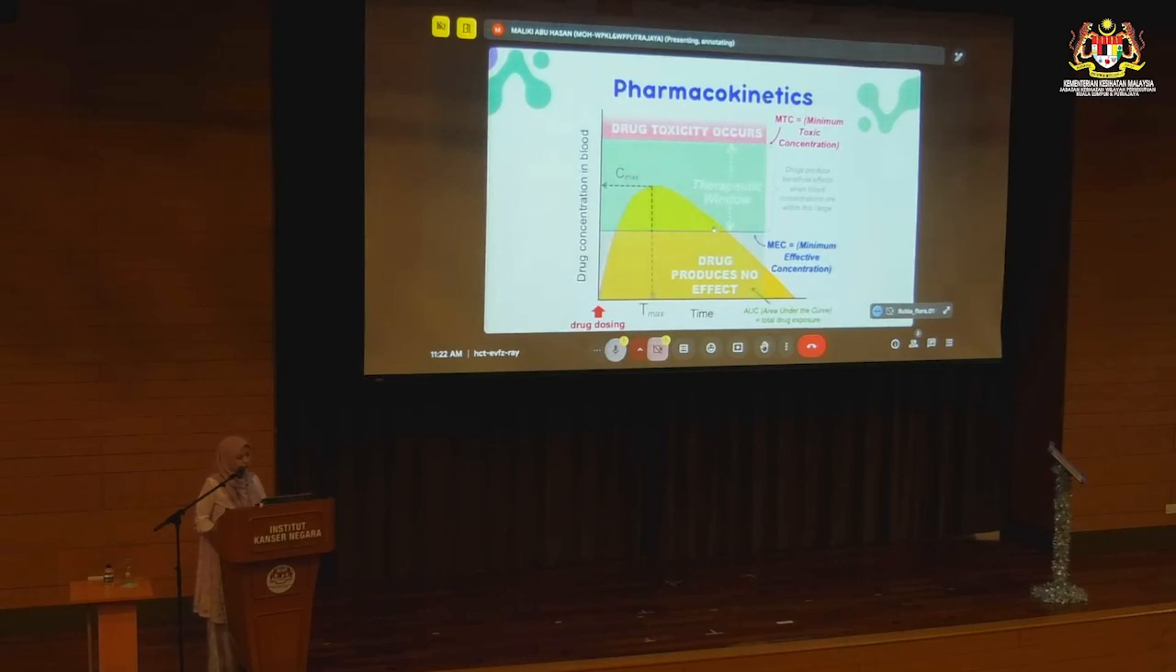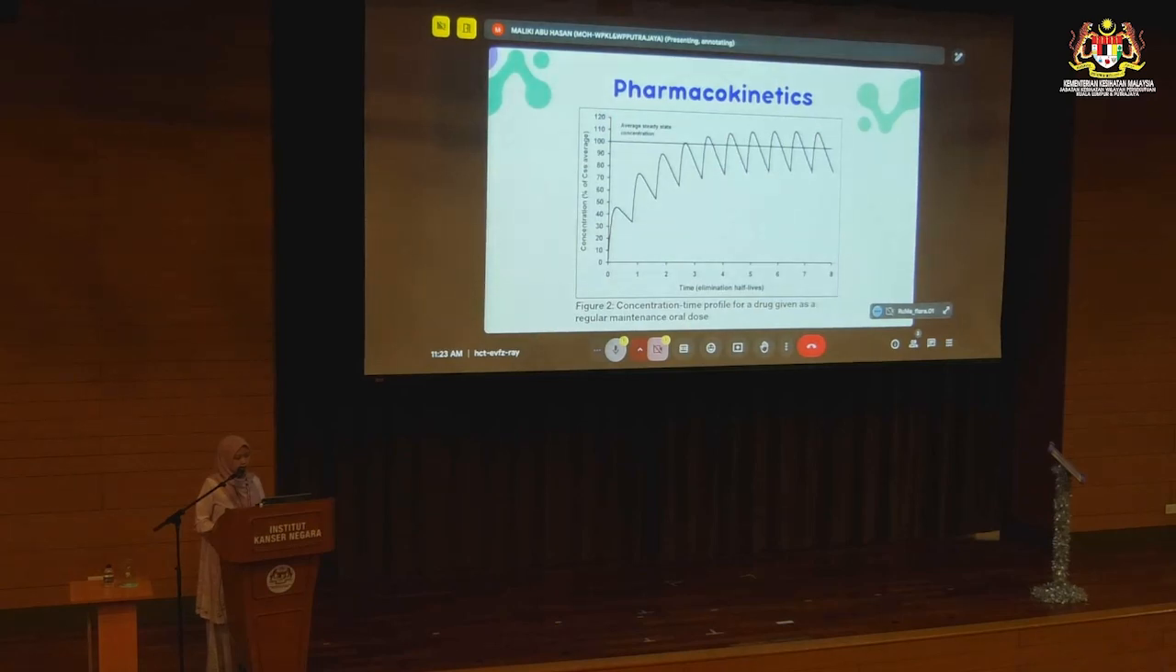What we don't see here is the Cmin, the minimum concentration of the drug in the body. If you give one oral dose of any medication, the Cmin will finally be 0. But in serial dosing of medications, we expect the Cmin to be somewhere around here, because this is ideally where you would give the next dose. So you don't want the level of the drug to go below the Cmin level.